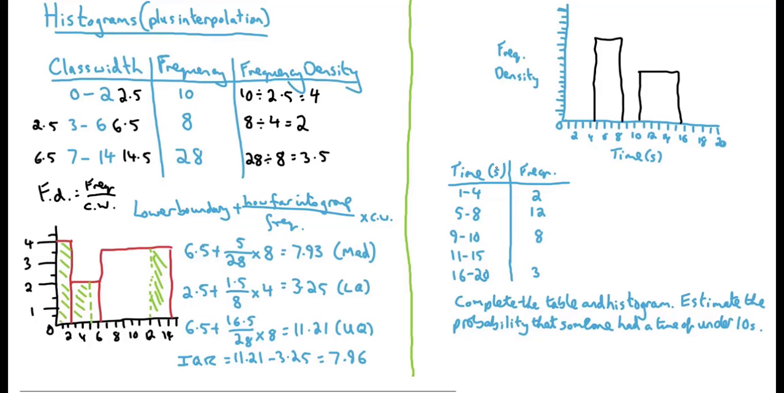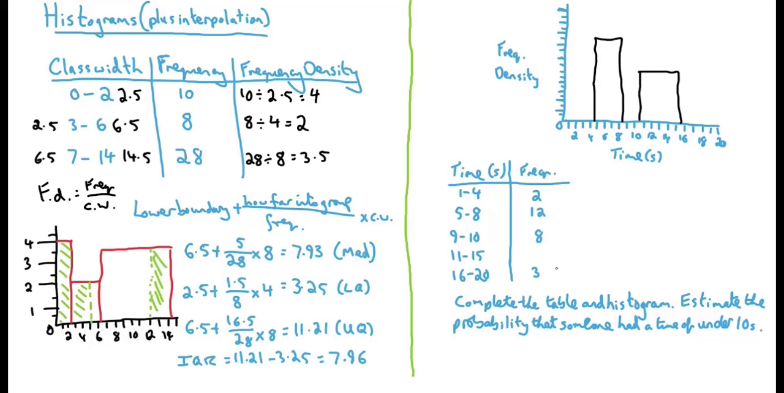As part of this, we then also have a partially completed table. We have now different ranges of times and all bar 1 of the frequencies. From this, we want you to complete the table and histogram, and then from that estimate the probability that someone had a time of under 10 seconds. Okay. So have a think about what you can do to try to find the missing information. Pause the video, have a go for yourself, and then press play again when you're ready to compare.